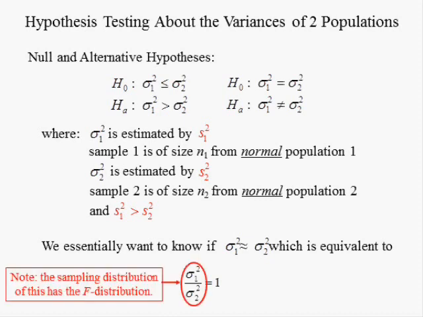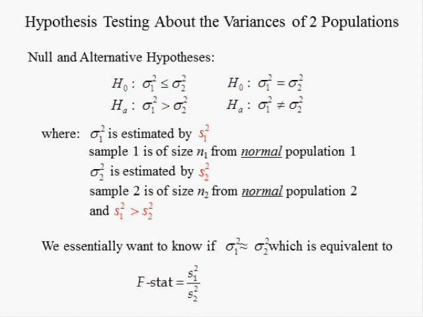The sampling distribution of this ratio has the F distribution, whose mean is approximately equal to 1. Since both population variances are unknown, we use the corresponding sample variances as estimators. The ratio of the sample variances is called the test statistic, which we refer to as F-stat. If the null hypothesis of the two-tailed test is true, we expect the F-stat to be approximately equal to 1. If the null hypothesis of the one-tailed test is true, we expect the F-stat to be greater than 1. The F-stat will always be greater than or equal to 1 because the larger sample variance is always in the numerator.